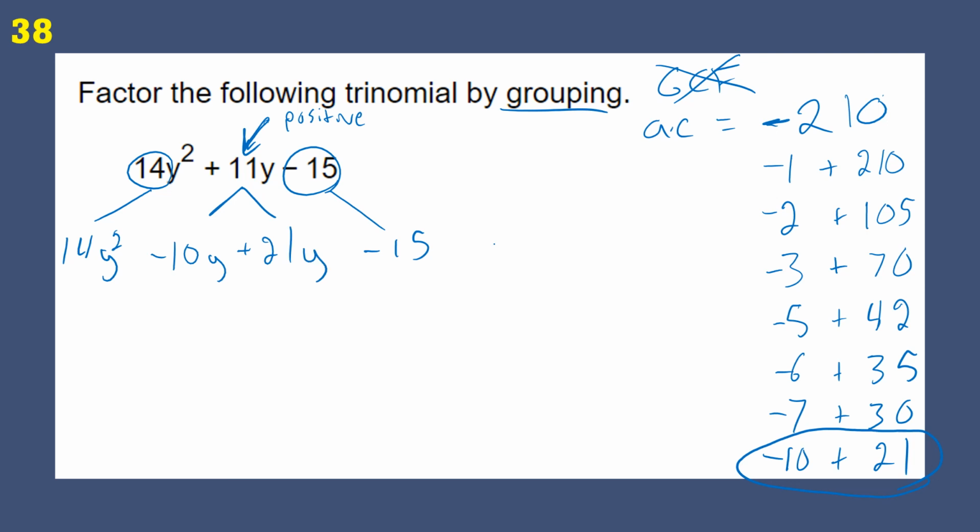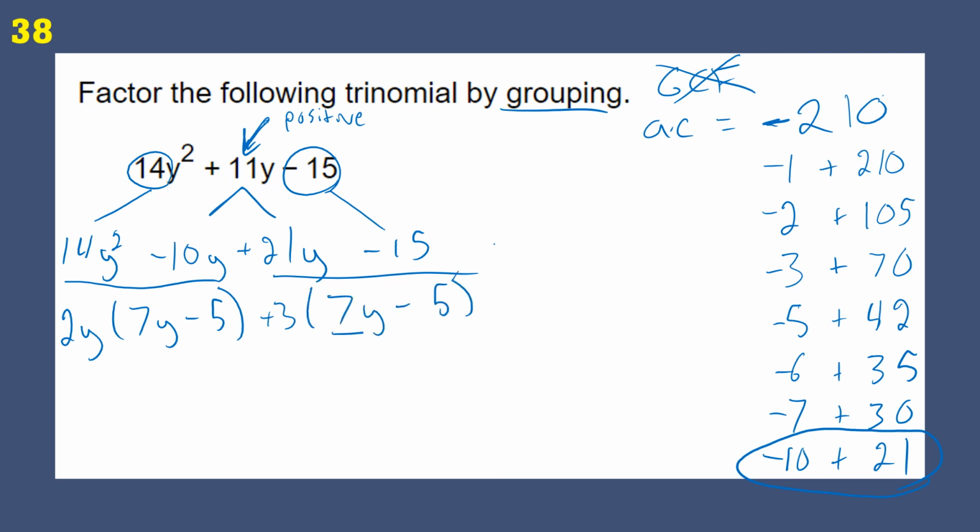Now we factor by grouping, which says, let's look at the first two things. Is there any common factors? Yes, I can take out a 2 and a y. That would leave me with 7y minus 5. If I look at the second two, is there anything I can take out? Yeah, I can take out a 3. If I take out a positive 3, that leaves me with 7y minus 5.